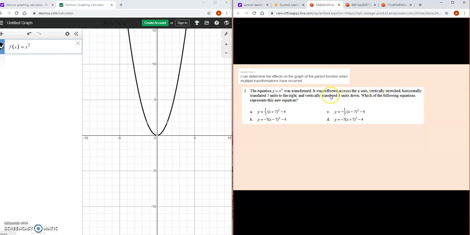So, first of all, it reflected. That's your first transformation, meaning I need to see a negative sign. So, therefore, A is crossed out. It's just either B, C, or D because I see a negative there. Because if you have a reflection, then you have a negative in the front. It says it vertically stretched, meaning I am multiplying a large number to the front. So letter C is already crossed out because 1 over 7 is less than 1. So it's either B or D.